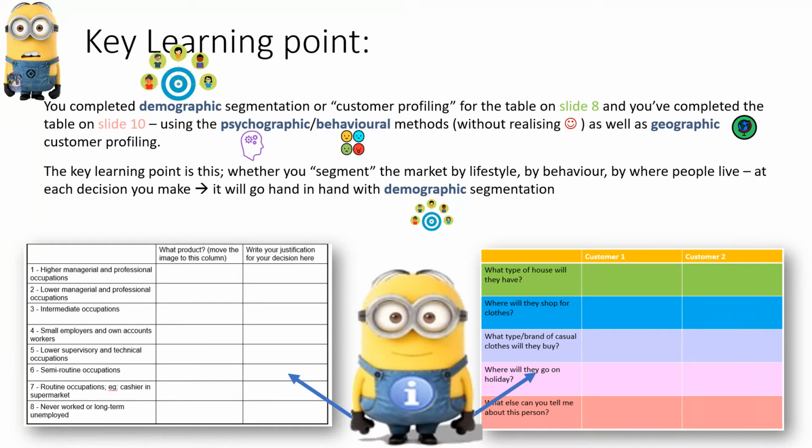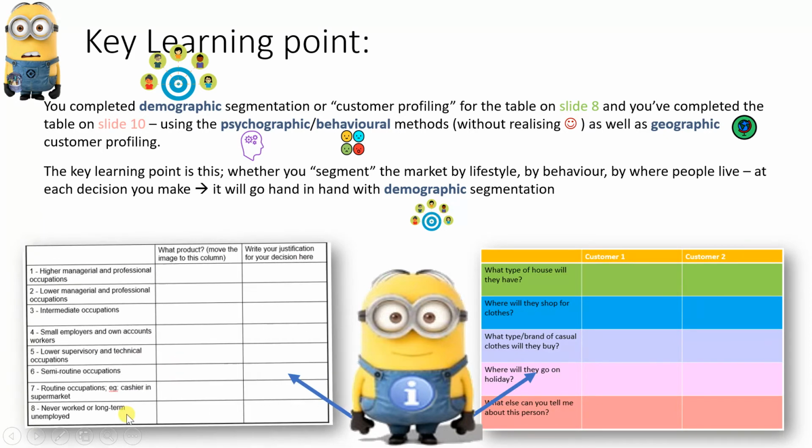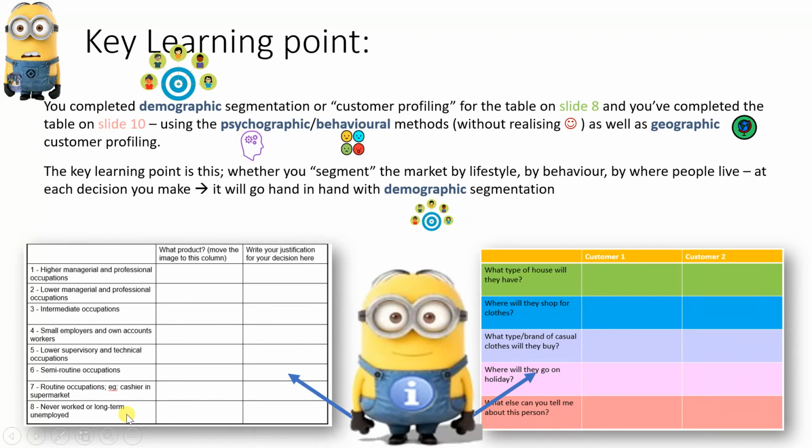So let's finish with Dave on this slide. You have completed the demographic profile, which is the left-hand table. And then you also looked into the other methods of segmentation, which is psychographic, behavioural, and geographic, which is the right-hand table. So well done, that's impressive.